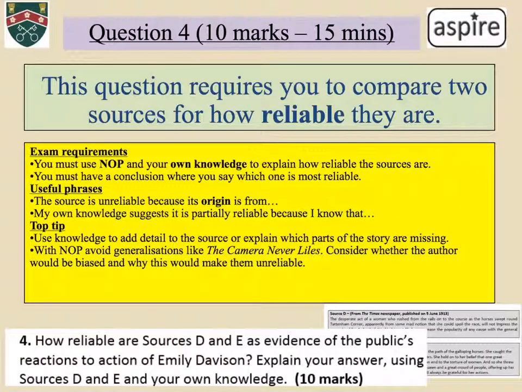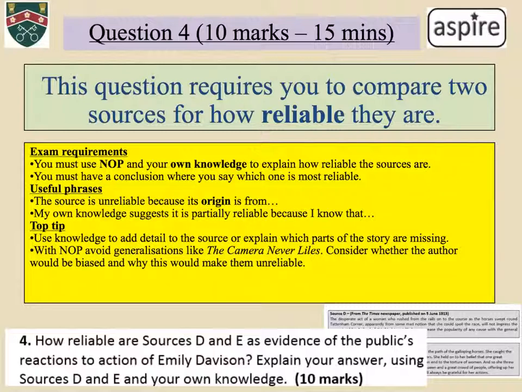Question number 4 is also worth 10 marks, and you have 15 minutes for this question. In this question, you'll be given 2 historical sources, and you need to compare them to say how reliable they are. That means how truthful are they in terms of telling you about a particular historical event. Now, there's 2 things that you need to do to make sure that you are able to evaluate the reliability of the 2 sources. You must use NOP, the nature, origin and purpose, and you must use your own knowledge.